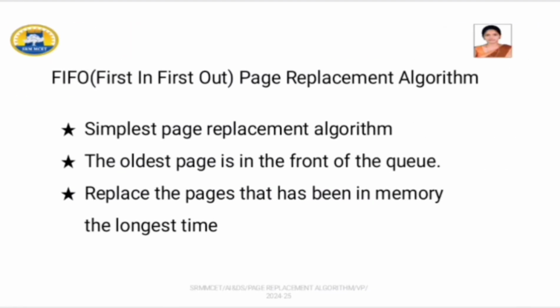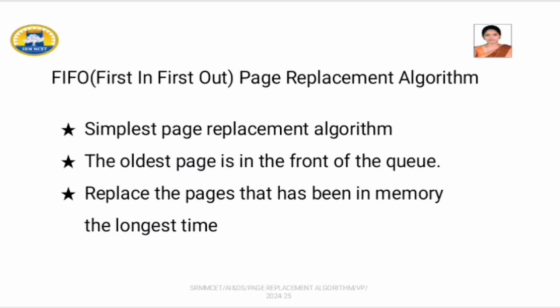Now let us see the first page replacement algorithm, that is FIFO. It maintains the queue order. First in first out page replacement algorithm. The name itself says first in, first out. Whichever page entered first, that page is deleted first. It is a very simple algorithm and easy to implement. It replaces the page that has been in the main memory for the longest time.